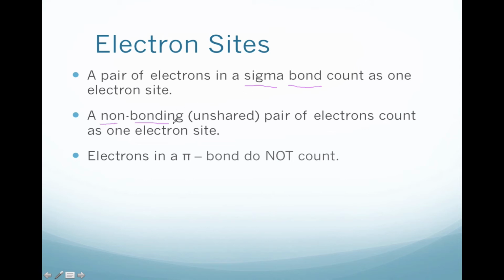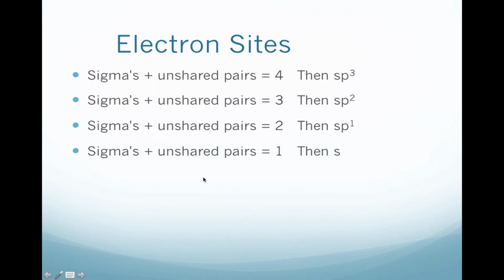Now, electron sites, we also have to count non-bonding electrons or unshared electrons, and we, as a result, call that one electron site. Now, the confusing thing is with double bonds, we don't look at the pi bond. The pi bond does not factor into the electron site, so it does not necessarily determine the molecular shape of the molecule.